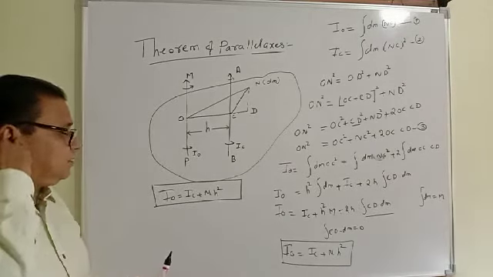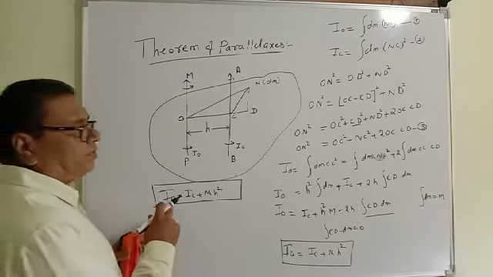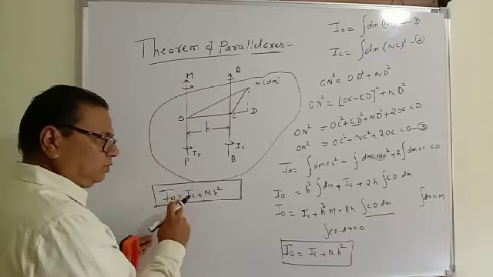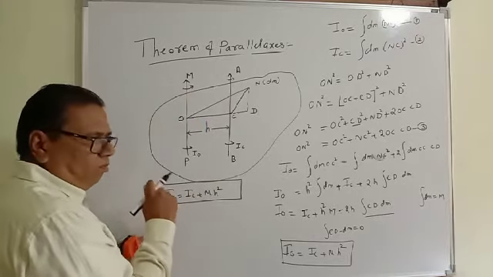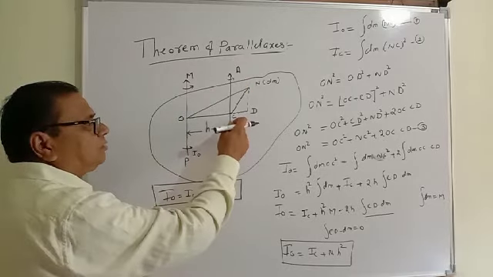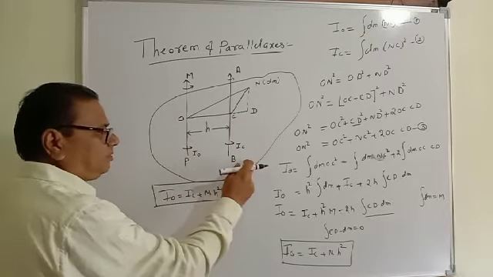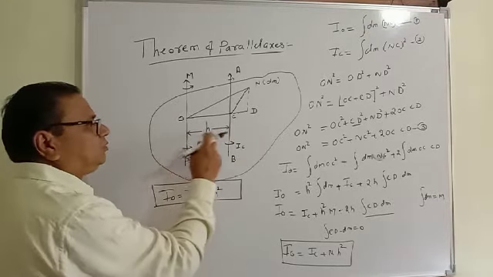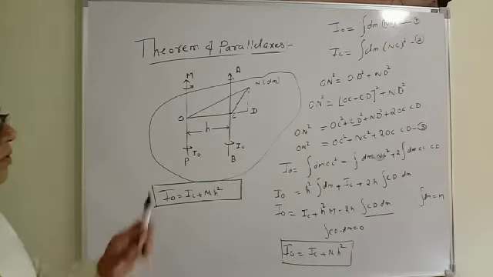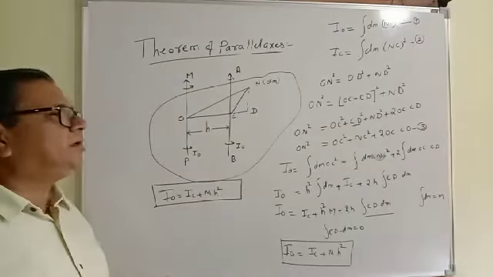The theorem of parallel axes states that the moment of inertia of a rigid body about any axis is equal to the sum of the moment of inertia about a parallel axis passing through its center of mass and the product of the mass of the rigid body and the square of the distance between the two parallel axes. So in this way, we have proved and stated the theorem of parallel axes.